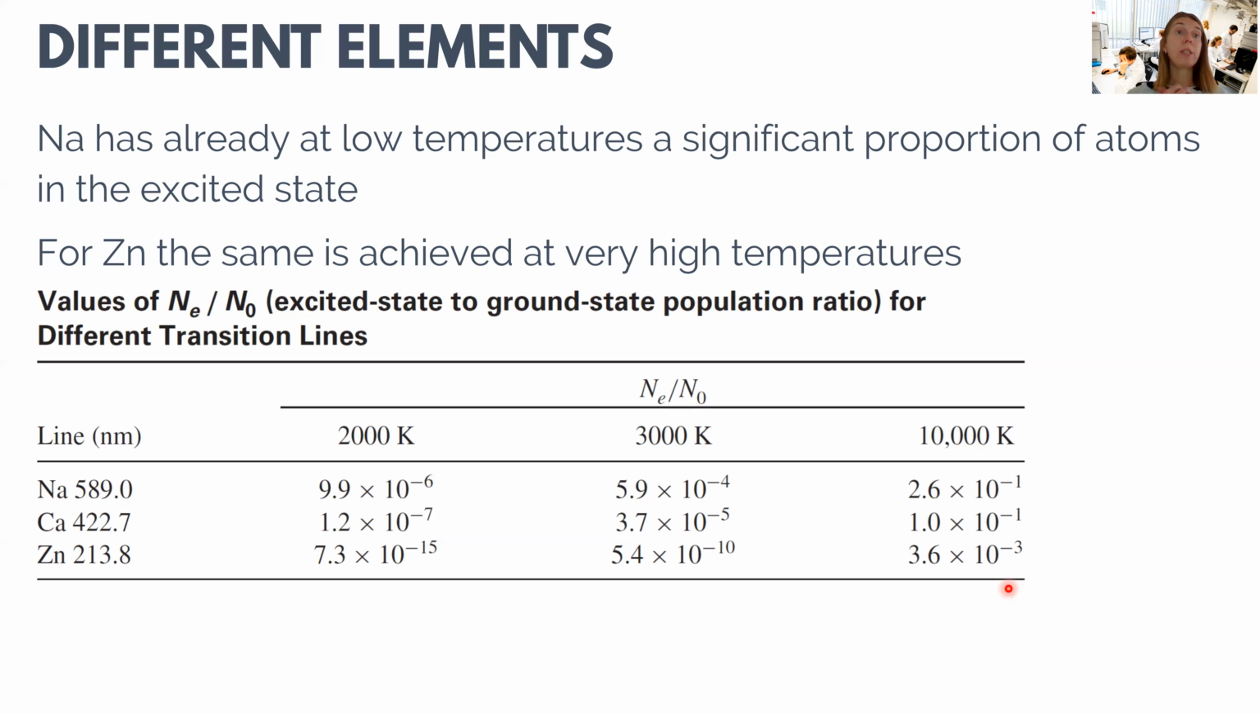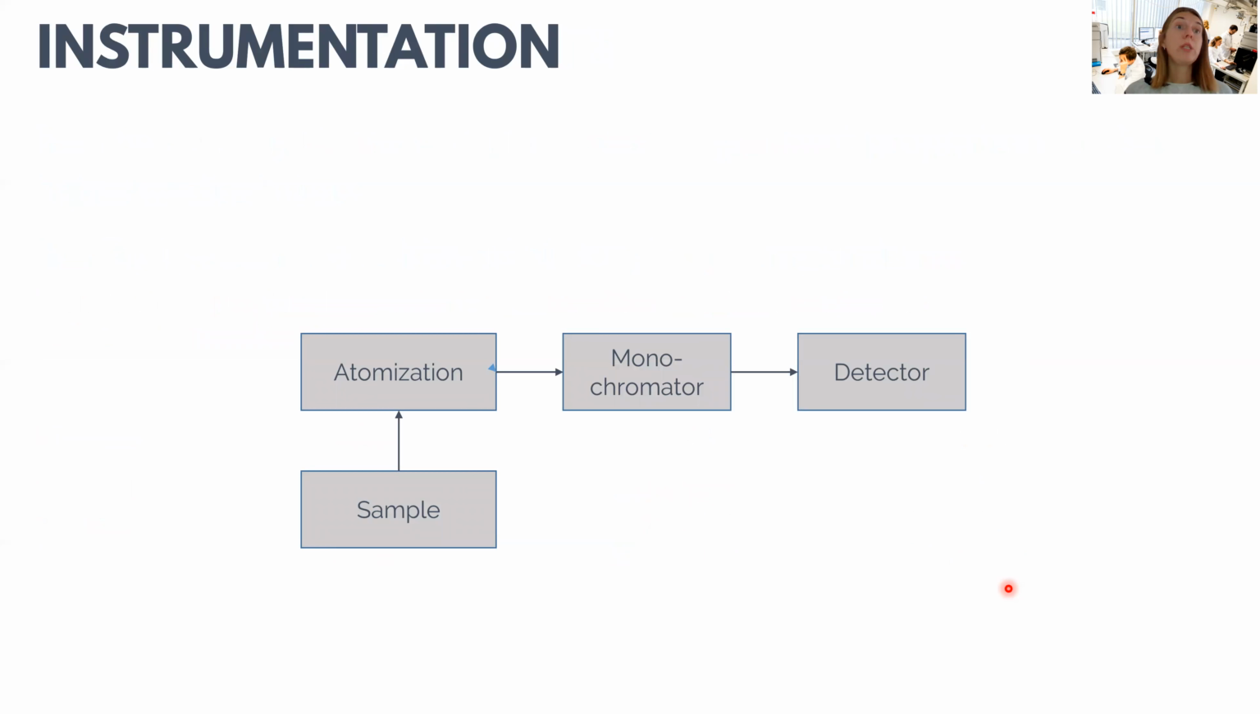So optimizing the temperature for bringing as many atoms to the excited state as possible is very important and is very influential on the detection limits that we can achieve in atomic emission spectroscopy. So how do we do these emission measurements? This is done with a very simple schematic instrumentation. However, the instrumentation itself can range from very simple to quite complex, depending exactly on what atoms and in which way we want to determine them.